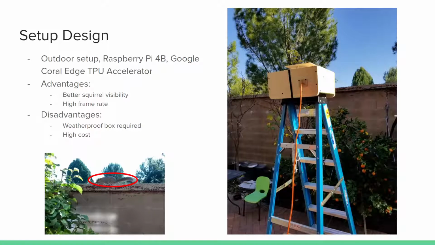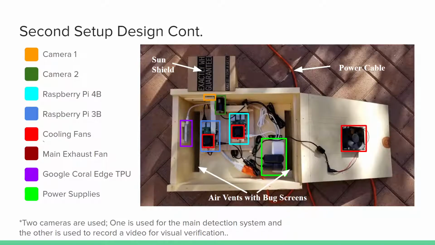So this is a quick look at the setup, in which the devices are placed in a yard facing a wall, a common path for squirrels. Here's a diagram of my design. I include a few cooling fans to cool down the Raspberry Pi, since they can reach up to 60 degrees Celsius and significantly reduce the processing power and speed. I also included a solar shield and air vents to deal with other outdoor drawbacks.